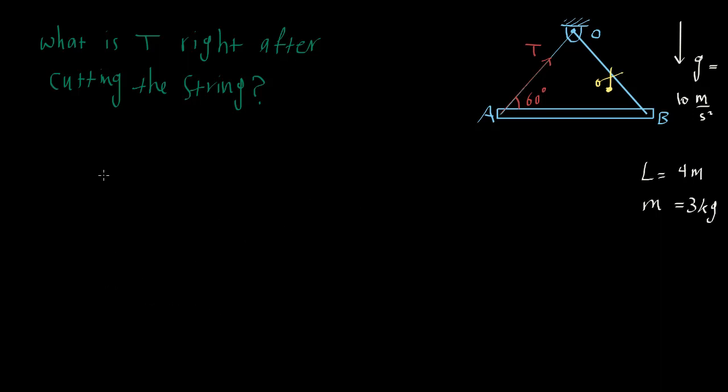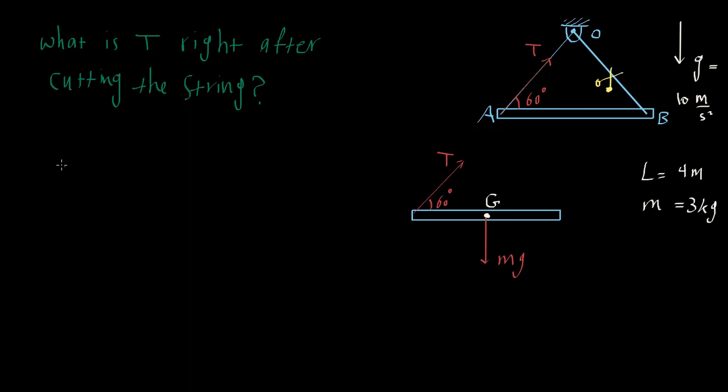So for the free body diagram, let's say this is the rod, and when we cut that string, there is no force over there, so we're going to have only two forces here. One is the force of gravity, and the other one is the force of this string, the tension in that string. So here we have T, and this angle is 60 degrees, and this is mg. And the center of mass here is just G, at the center.